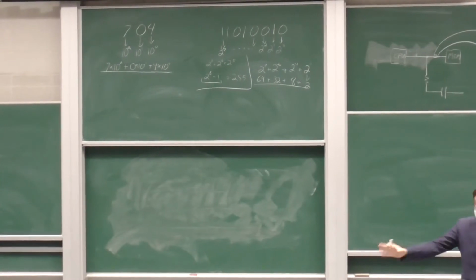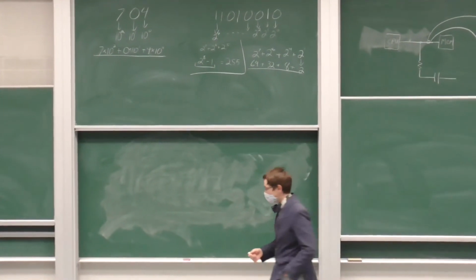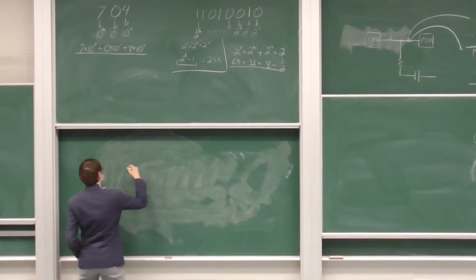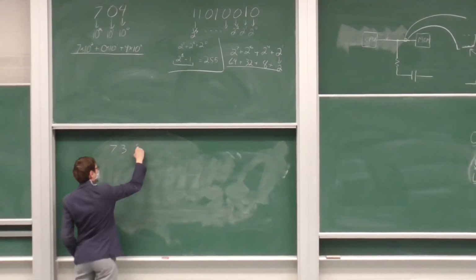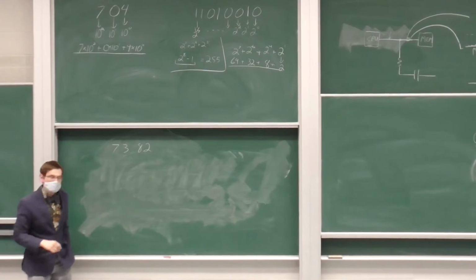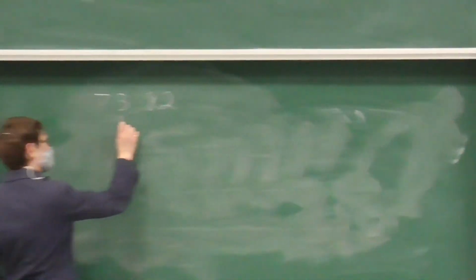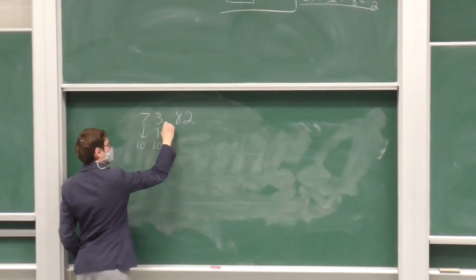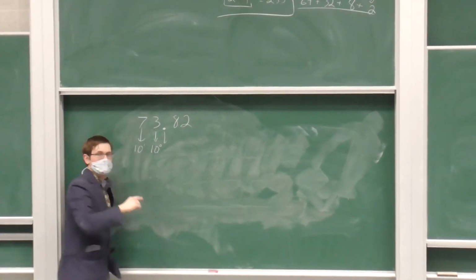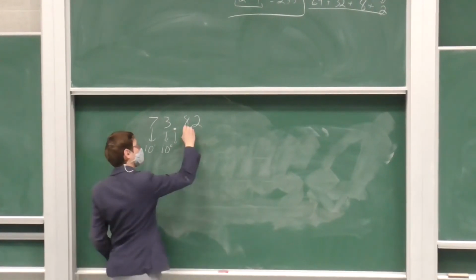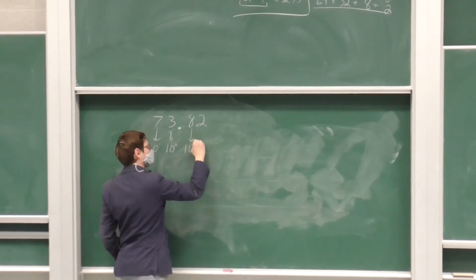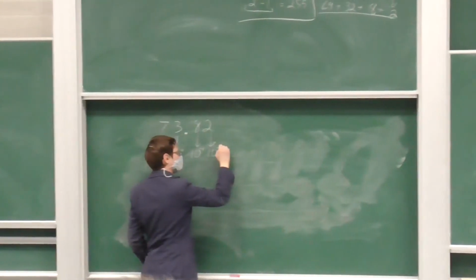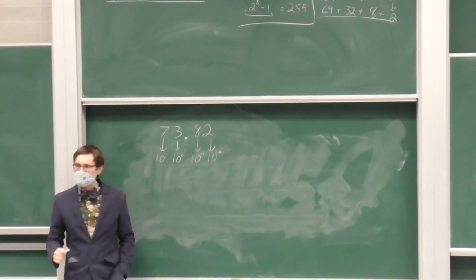So we've talked about whole numbers. Let's talk about partial numbers. In decimal, let's consider a number like 73.82. This digit is 10 to the power of 0. This one is 10 to the power of 1. This decimal point indicates the point at which those exponents start to go negative. So it's 8 times 10 to the negative 1, 2 times 10 to the negative 2, etc., etc.